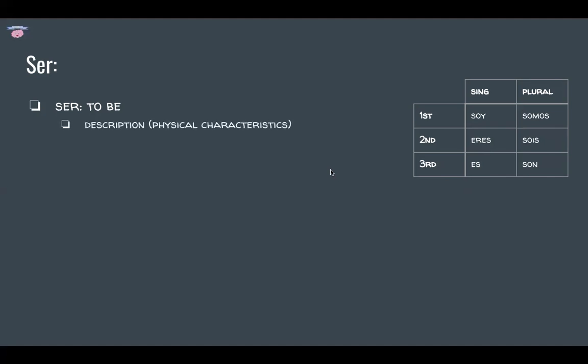How do we use this verb? It's used for description, mainly physical characteristics. For example, you can say ella es muy talentosa, which means she's very talented. Occupation, for example, yo soy un doctor, I'm a doctor. Origin, and for this you use ser plus de. For example, you can say yo soy de México, which means I'm from Mexico.